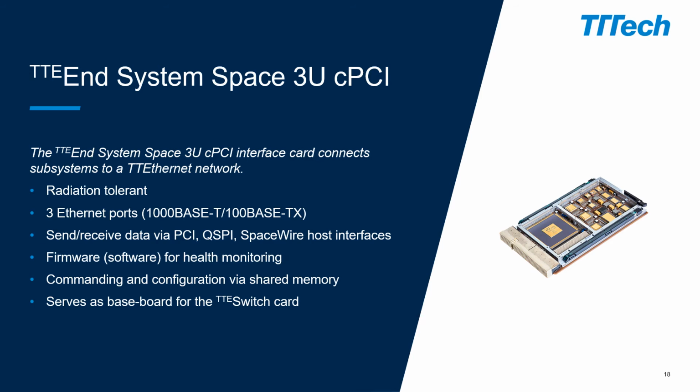It's used in the TTN system space 3U compact PCI, a network interface card that will connect all the subsystems like flight computers to a TT Ethernet network. It provides 3 redundant Ethernet ports and can send and receive data via different host interfaces, includes firmware for health monitoring, and serves as baseboard also for the TT switch card.